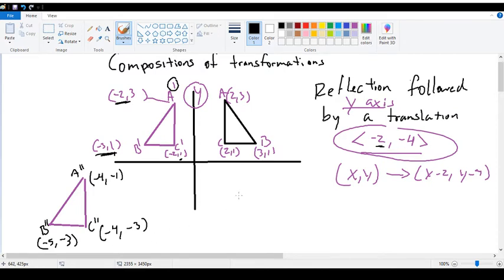So this right here is an example of a composition of transformations. It was first reflected. Remember, this distance will be equidistant to that point. And then we had a translation, 2 units to the left. So 1, 2, and then down 4. 1, 2, 3, 4. I hope this makes sense. Let me know if you have any questions.